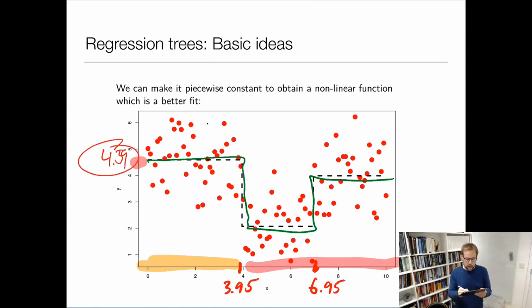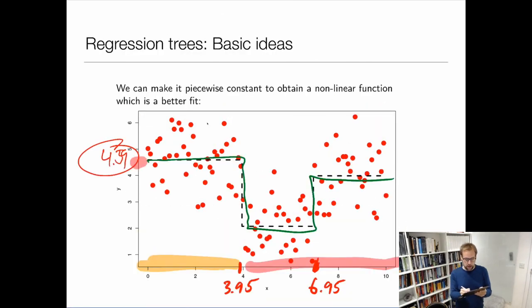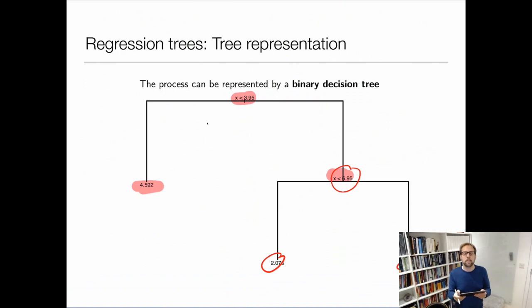If I'm to the right, I do a further split, and if I'm to the left of this further split, I give a value which is roughly 2, and to the right I give something which is roughly 4, which is exactly what you see here. If I'm to the left of this, I will give this value which is roughly 2, and if I'm to the right of this, I will give this value which is roughly 4, approximately. And now you can see this nonlinear function, the green line, is exactly defined by this tree here. This defines exactly this nonlinear function.